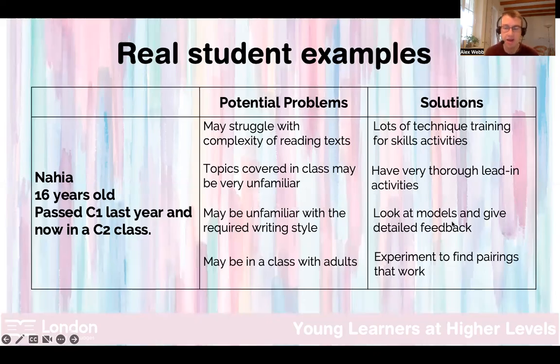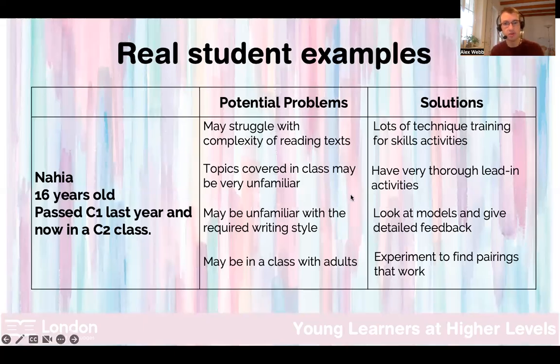Maybe in a class with adults, again, this comes down to pairing. Find pairings that work. Often if the student is mature, adults have no problem being in a class with older teenagers. So find an adult that Naya works well with, and you can pair her up with that adult, or mix the pairings up again, as we said for John and for Elena. Mix the pairings up regularly so that not one person is always working with Naya, and Naya is not always stuck with the same person every time in class.